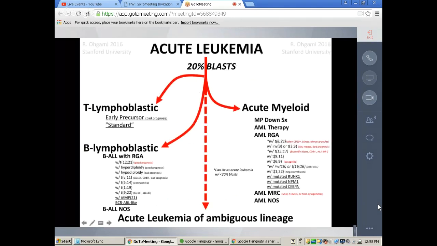And so, what's your diagnosis here? Well, we have 20% blasts. We're in acute leukemia land. There's no CD3 expression, so we're not dealing with a T-lymphoblastic leukemia. There's no B cell markers, so we're not in B-lymphoblastic land. It has MPO, so we're in acute myeloid leukemia land.